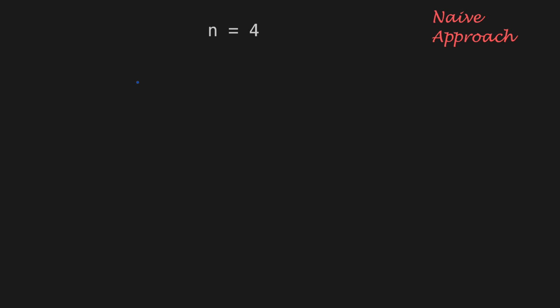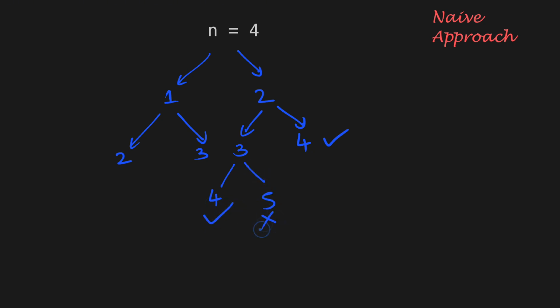For example, for n equal to 4, we start with 0 steps. Now, we can either take 1 step or 2 steps. After taking 1 step, we can again take 1 step, making the total number of steps 2, or 2 steps. Similarly, from this point, we can again take 1 step or 2 steps. And here we have reached n equal to 4, so this is a valid path. Similarly, continuing from 3, we can either take 1 step or 2 steps. So this one is a valid path, but this one is not, so we will backtrack. And similarly, we will continue until we have found all the valid paths.